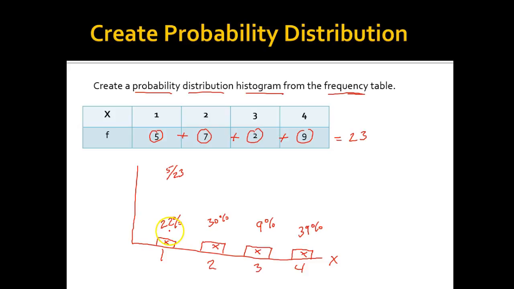And then to create the histogram, all we have to do is make each bar as tall as it should be. So I'm going to say 10, 20, 30, 40. That should be 0.1, 0.2, 0.3, and 0.4. Those are probabilities. So the first one should be a little bit more than 20.